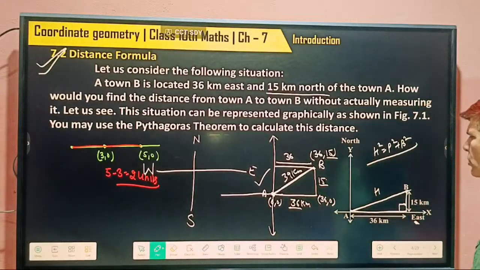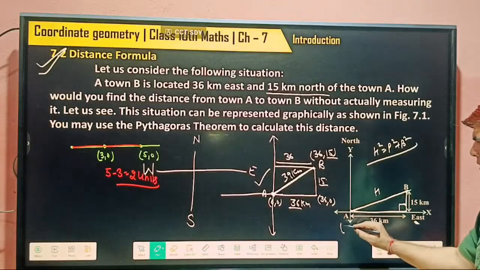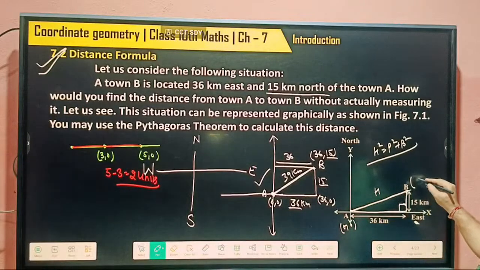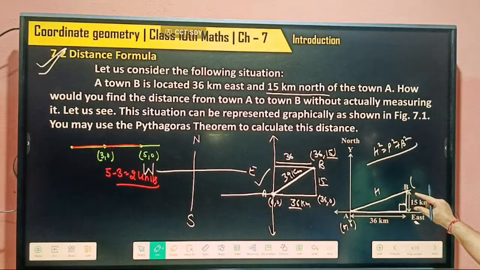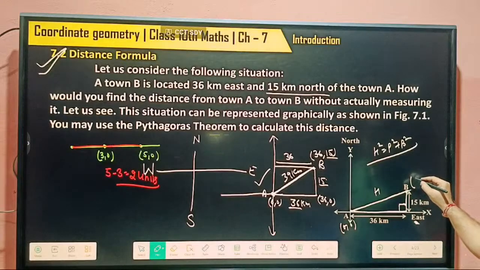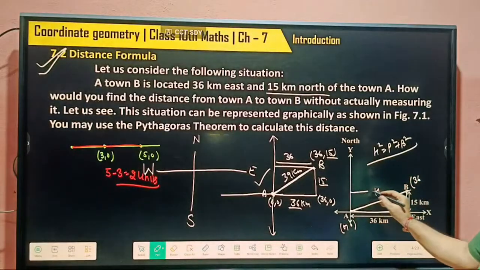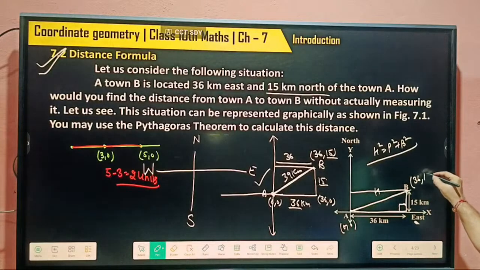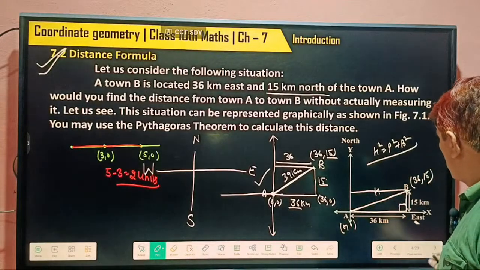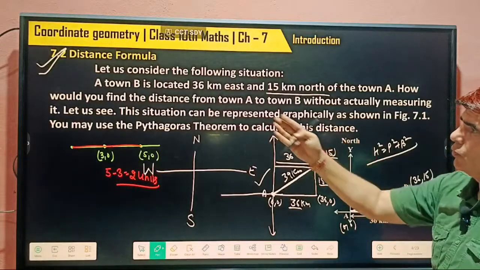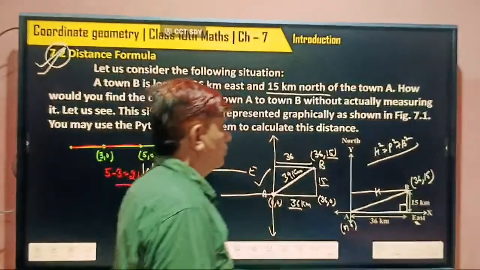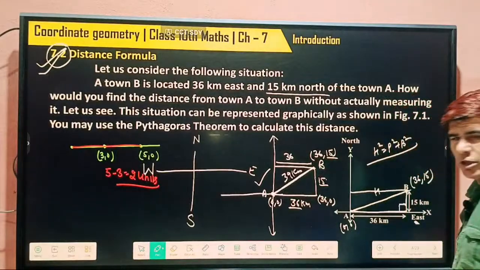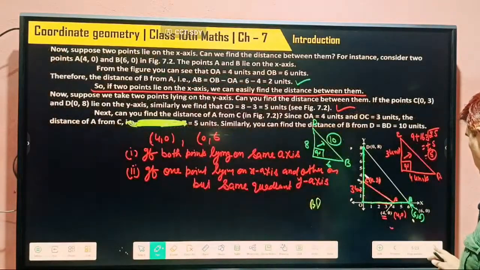So easily we can find out the coordinates of this point, 0, 0. What are the coordinates of this point? Its distance from the x-axis is 15 units. So what is x here? This distance is 36. So x is 36 and y is 15. So easily we can find this out. Look, distance formula, section 7.2. Yesterday I told you, if not understood, once again check yesterday's lecture.